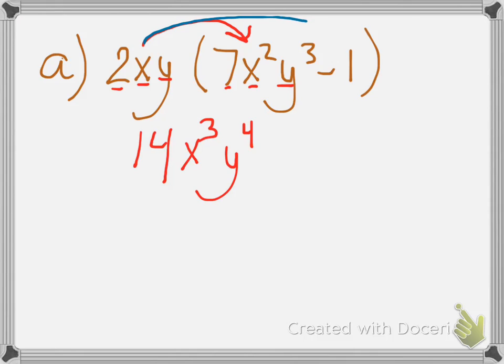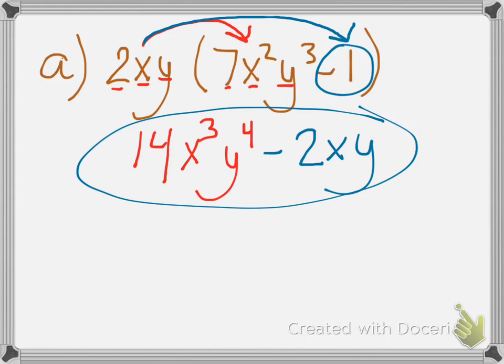And then 2xy times negative 1. So 2 times negative 1 makes negative 2. And then you still have that x and y. So there's your final answer.